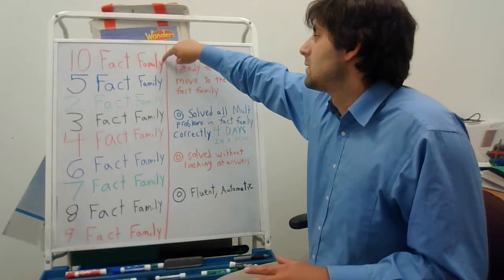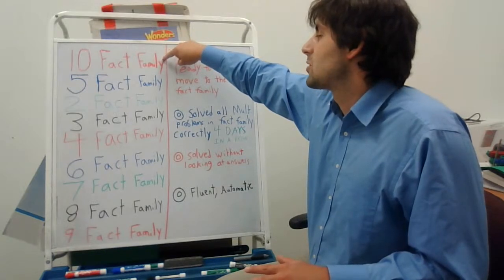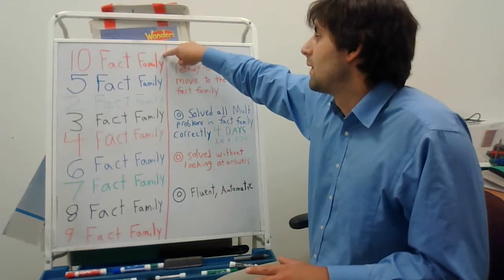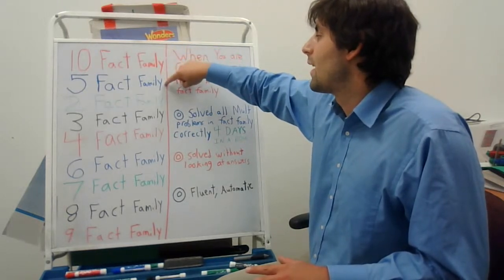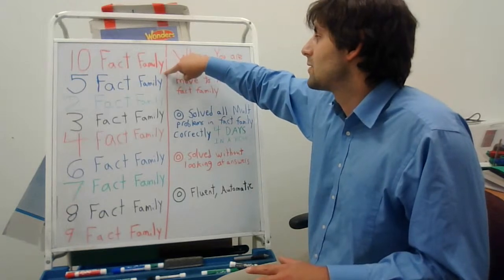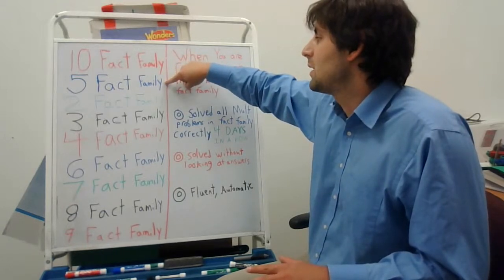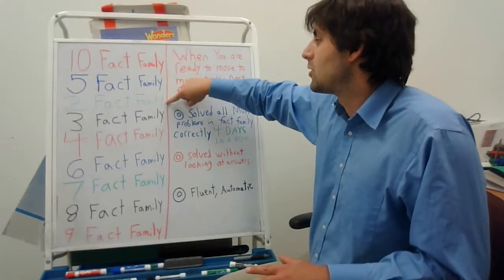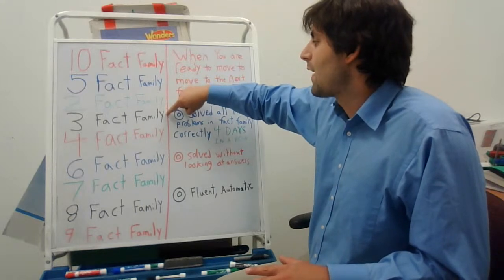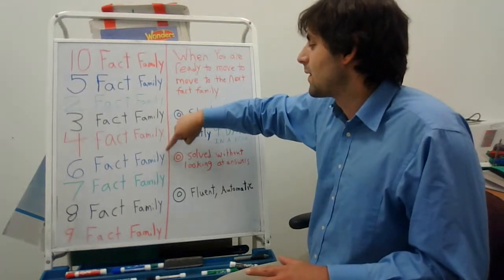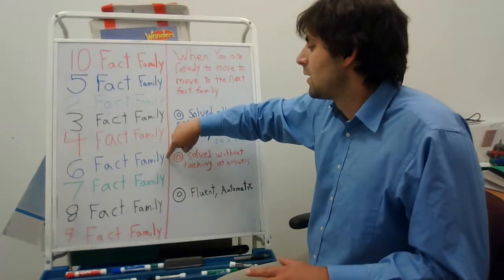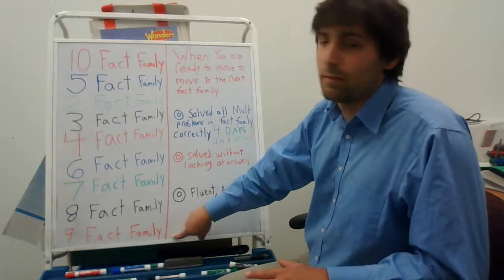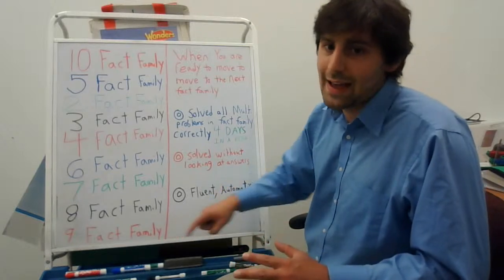So practice skip counting by tens with just the numbers. Solve all the multiplication problems in the 10 fact family. Then from there, you move on to the 5 fact family. Once you've mastered the 10 fact family, you move on to the 5 fact family. Once you've mastered the 5 fact family, then I will go on to the 2 fact family, then the 3 fact family, then the 4 fact family, then the 6 fact family, then the 7 fact family, then the 8 fact family, and then the 9 fact family is the most difficult. That's the one that you should do last.